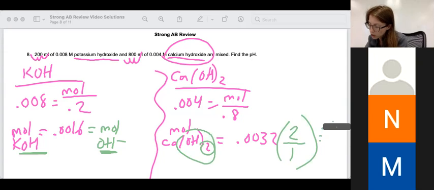And so that gets us 0.0064. That's a 4, not a 9. It's a 4 moles of OH.